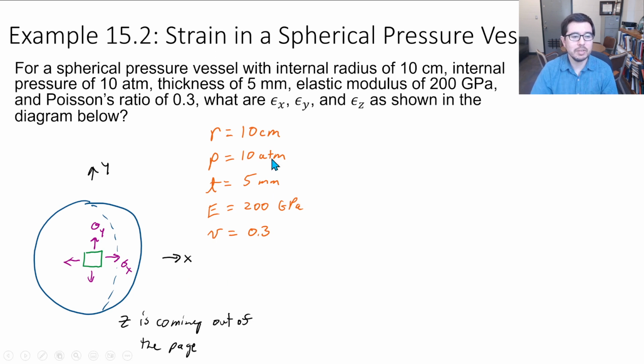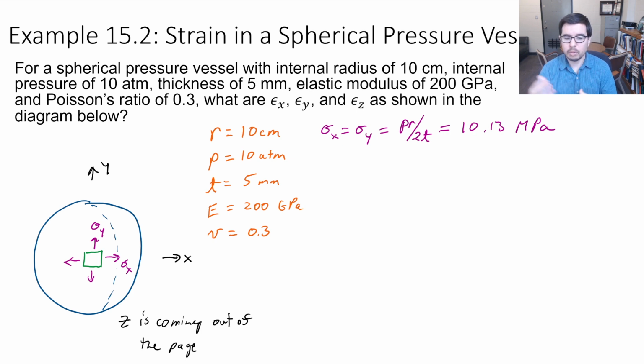Okay, so here are the parameters. We can list them out. We know how to calculate sigma x and sigma y, and in this case they're equal to each other, because we have the equivalent of a longitudinal stress in the spherical pressure vessel, equivalent to longitudinal in a cylindrical pressure vessel. So it's PR over 2t, and wow, that number looks vaguely familiar. Well, it is, because we just did it in the last problem, example 15.1. And we can also write out that the stress in the z direction is equal to 0.